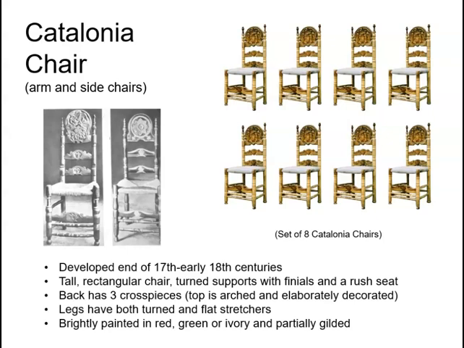This is the Catalunya chair, which is a very important chair from the Spanish Renaissance style. There are a few distinguishing characteristics that will help you to identify the Catalunya chair. It has a very tall back, and those back pieces are separated into 3 cross pieces, and the top is usually arched and elaborately decorated. So that's one way to identify it.